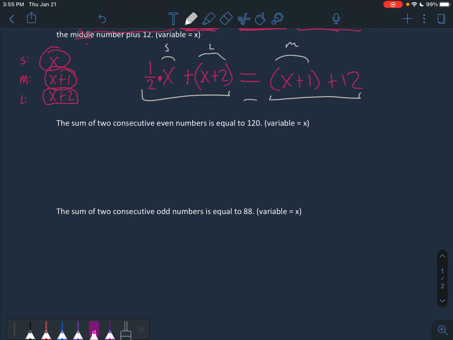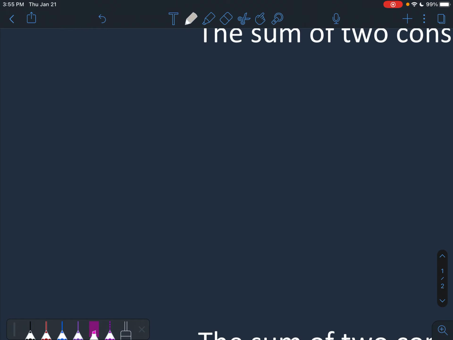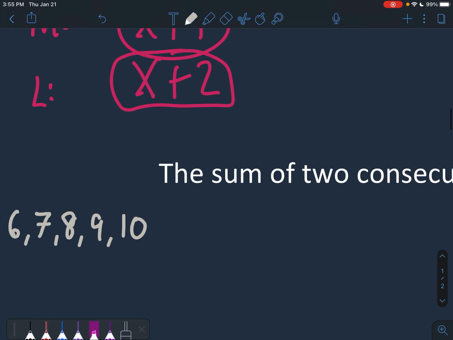The sum of two consecutive even numbers is equal to 120. Now remember our conversation last week about this, two consecutive even numbers. So if you have consecutive numbers, 5, 6, 7, 8, 9, 10, I'll start with 6 just because we're at even numbers.